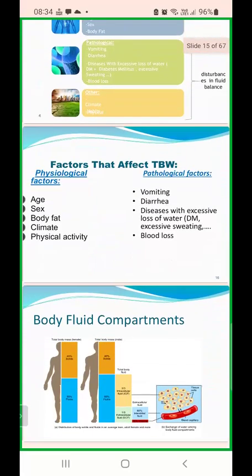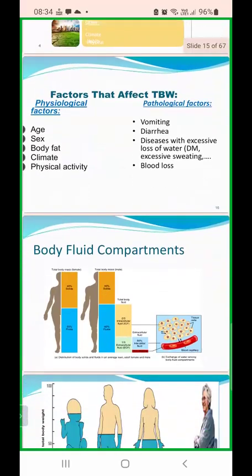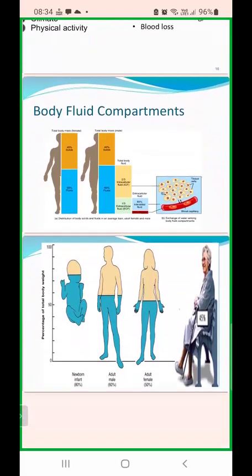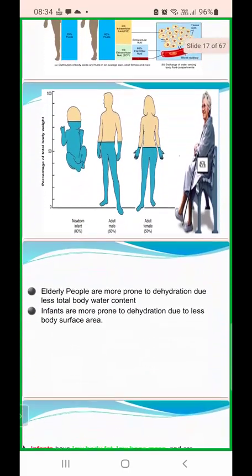Now, factors that affect the total body water, as I have already told you, there are the various physiological factors like age, sex of the patient, body fat, climate, and physical activity, and pathological factors like vomiting, diarrhea, and diseases with excessive loss of water and blood. So this is again a ray diagram. This is showing with age how the total body water is varying.